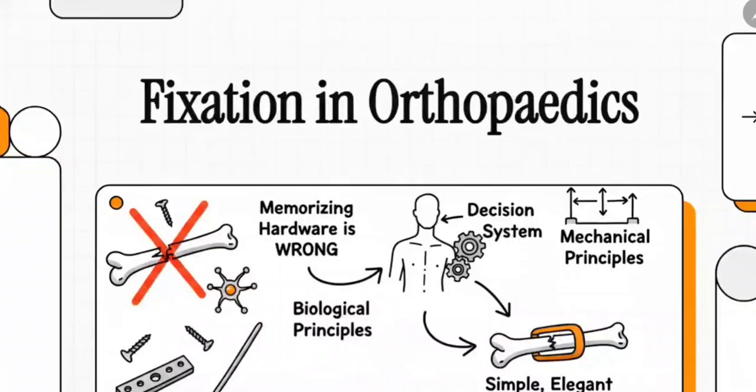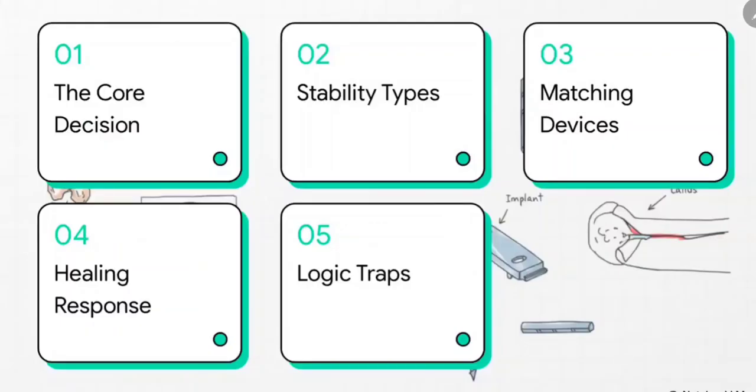So let's break down fixation into a foolproof biological decision system that you are honestly never going to forget. Here is our roadmap for today. We'll start with the core fixation decision, then compare absolute versus relative stability, match our devices to that stability, look at the biological healing response, and finally, we'll clear up some common fixation logic traps.